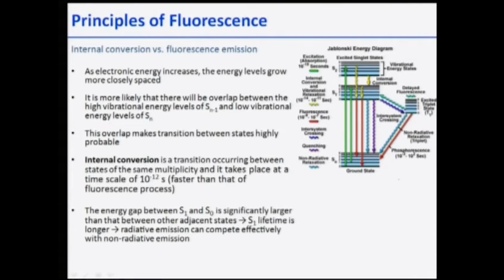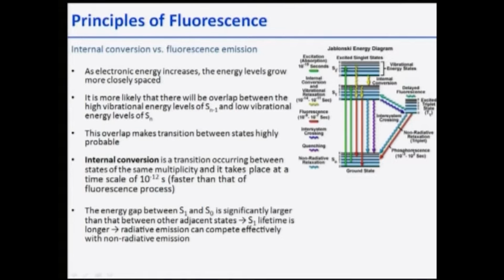Now, let us look into even more complicated aspects of this. What is internal conversion? How does it affect the fluorescent emission? As the electronic energy increases, energy levels grow more closely packed. That is, this is the ground state, these are the vibrational levels, S0 with levels 0 up to 5, then S1, S2. There are two excited states shown here, otherwise I cannot show the internal conversions. Now, as I said, as the electronic energy increases, energy levels grow more closely packed. As you can see here, they are getting close.